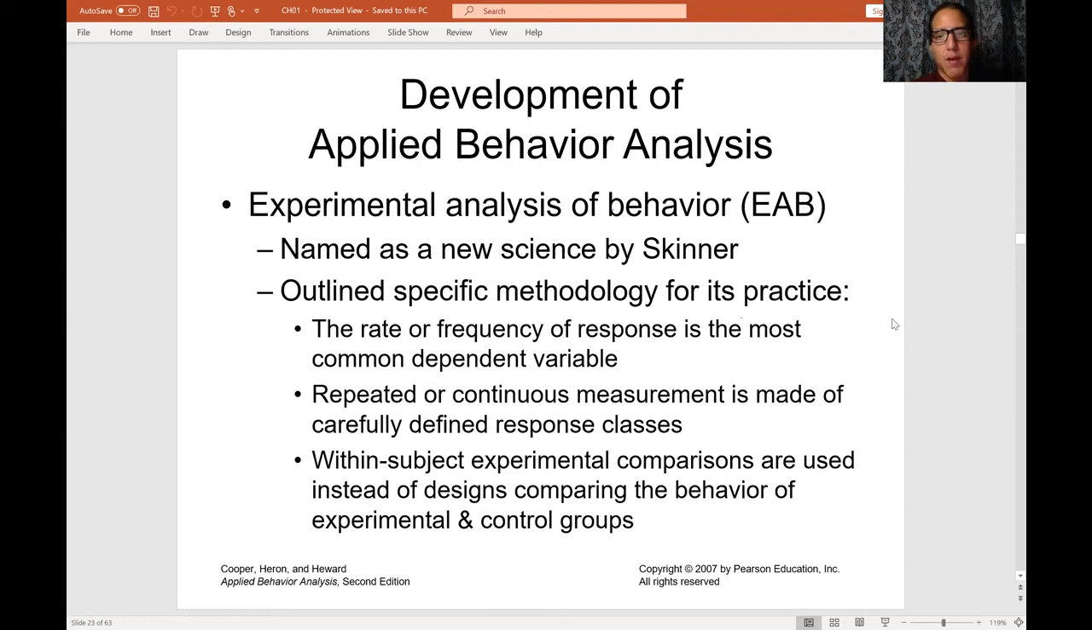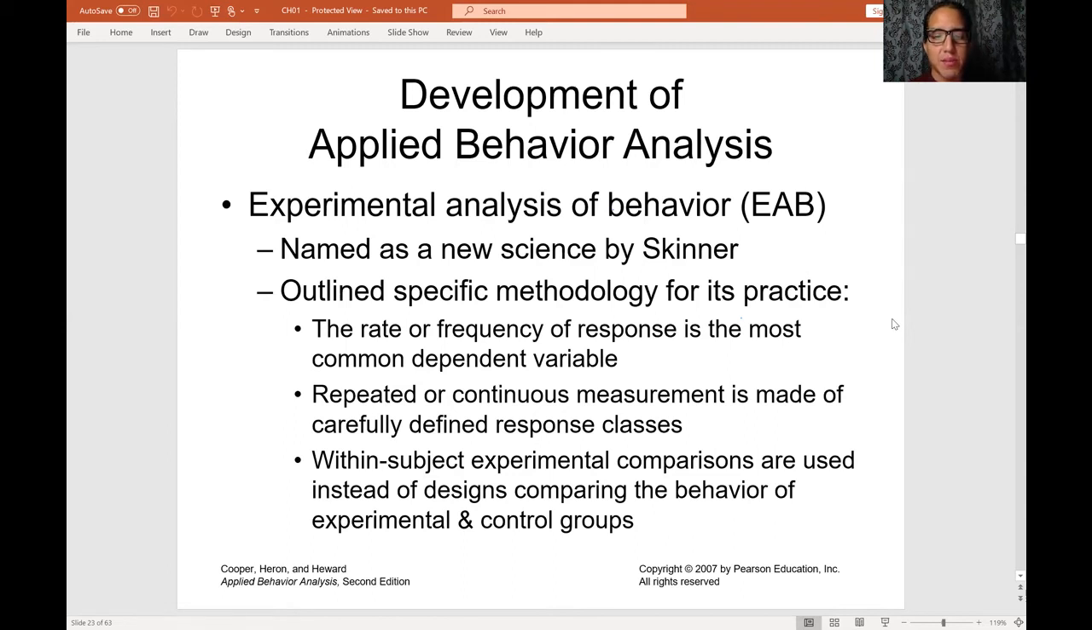Experimental analysis of behavior, EAB. It was named as a new science by Skinner. It outlined specific methodology for its practice. The rate or frequency of response is the most common dependent variable. Repeated or continuous measurement is made of carefully defined response classes. Within-subject experimental comparisons are used instead of designs comparing the behavior of experimental and control groups.